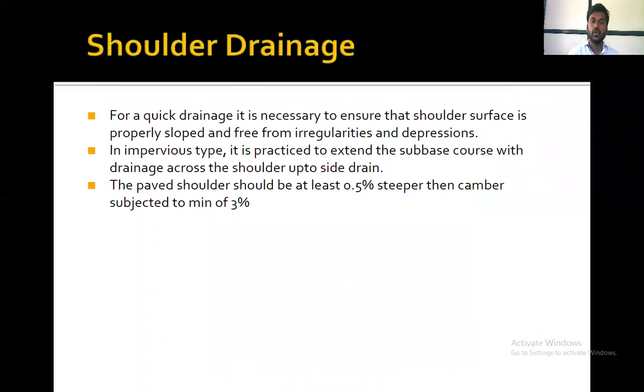The next is the shoulder drainage. For quick drainage, it is necessary to ensure that the shoulder surface is properly sloped and free from irregularities and depressions, as I have told earlier. For quick removal of the water coming from the surface to the shoulder, we should ensure that the shoulder has a steeper slope than the camber of the surface, so that the water is drained out easily and quickly, because there is more chance of water percolating into the shoulders when we provide straight shoulders.